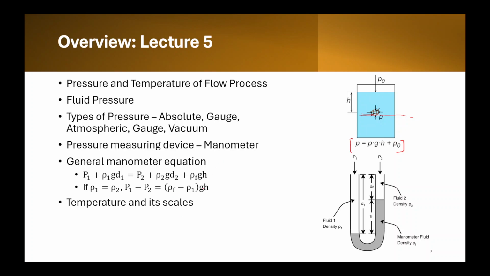Then the different types of pressure were discussed: absolute, gauge, atmospheric, and vacuum. So, absolute pressure is that which has the reference of the complete vacuum, or the perfect vacuum, or the zero pressure. So this will be zero pressure, and the absolute has that reference. Okay.